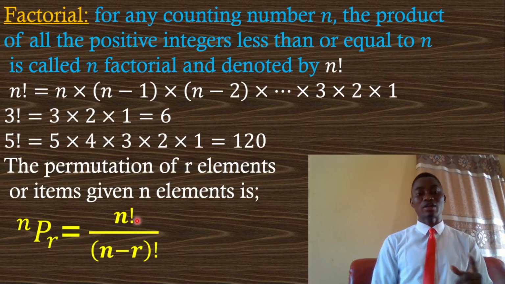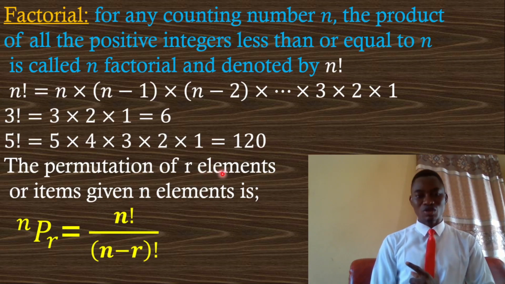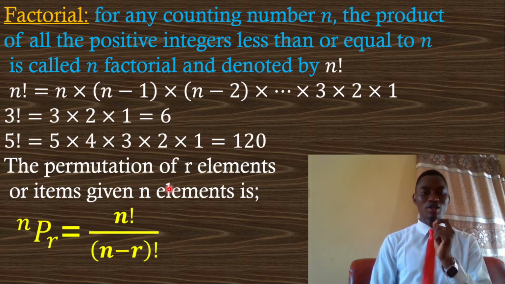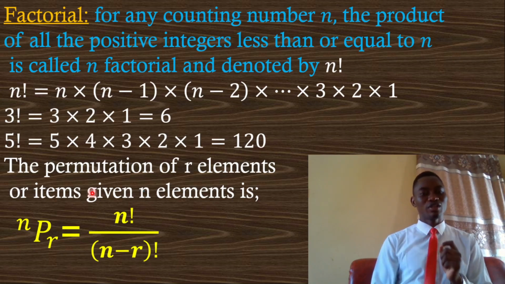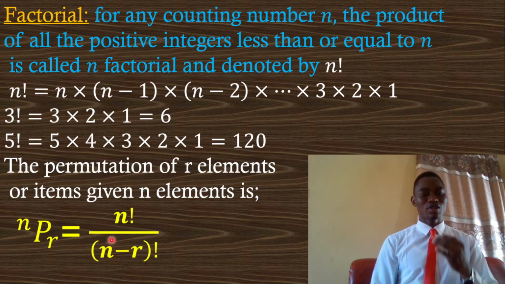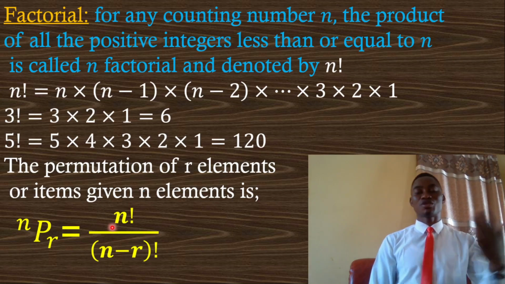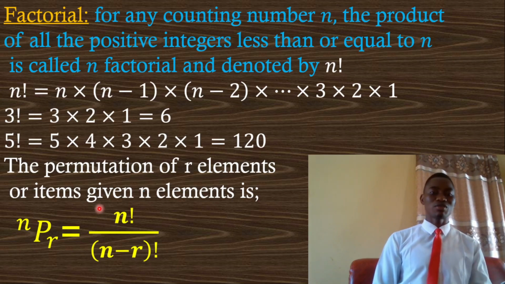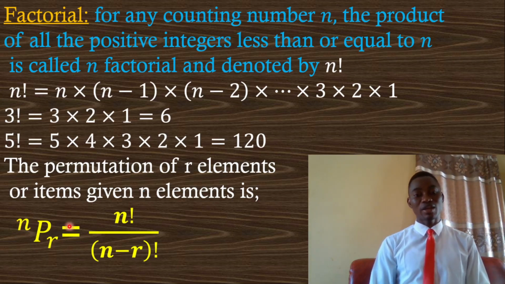Okay, n factorial over (n minus r) factorial is used when r elements of a set of n are being required. If you are arranging some of the items of a set, this formula is always useful. That is, if you are arranging 3 items out of 5 items, or 10 items out of 20 items, this formula is important. Where the number of items you are arranging is called r, and the total number of items is n. And this is the formula.